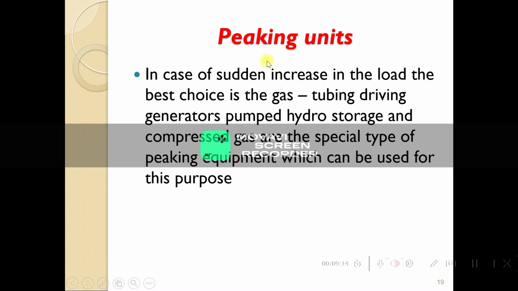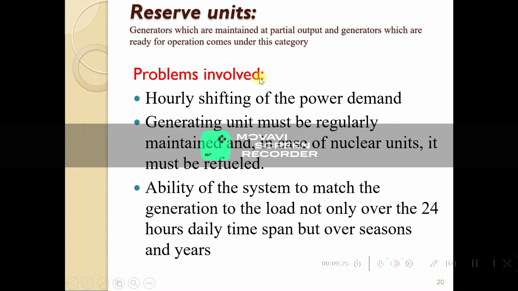Next, peaking units. For sudden increases in the load, the best choice is the gas turbine power plant or pumped storage power plant. Reserve units: generators which are maintained at partial output and are ready for operation come under this category. What are the problems involved in these units?